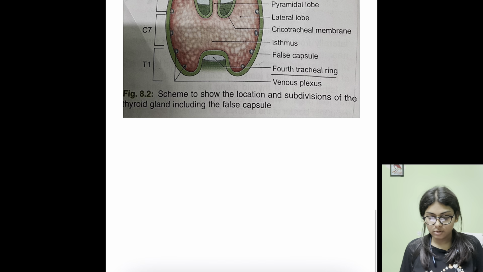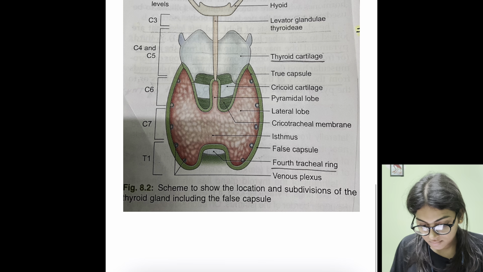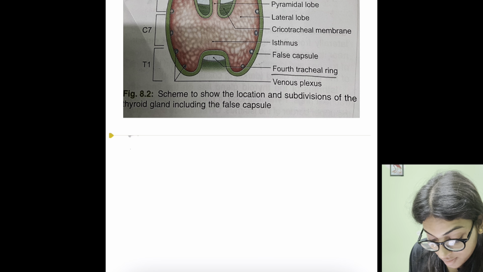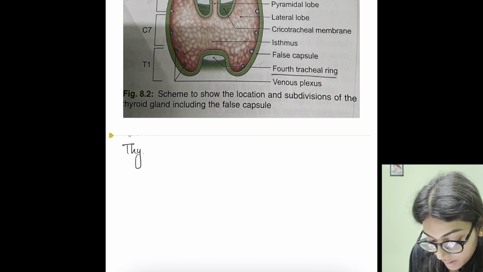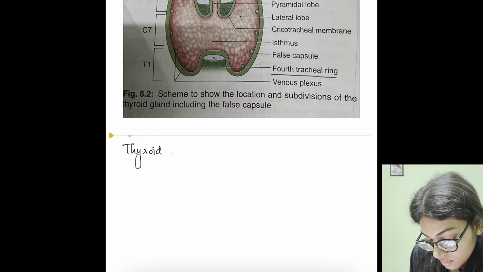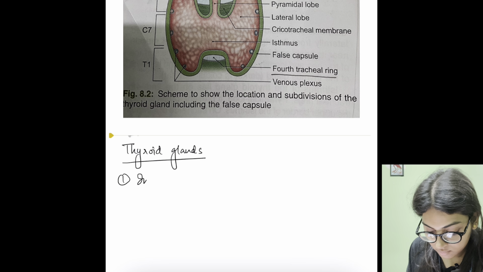Hello everyone. So today's topic is thyroid gland. Today we will discuss the thyroid gland. Major headings are: first, we will discuss the introduction.